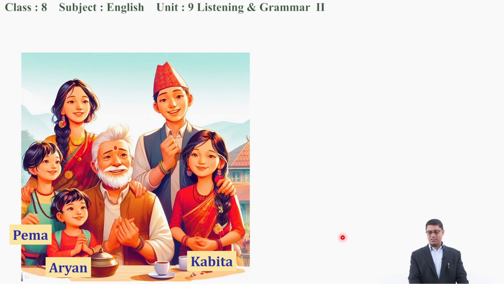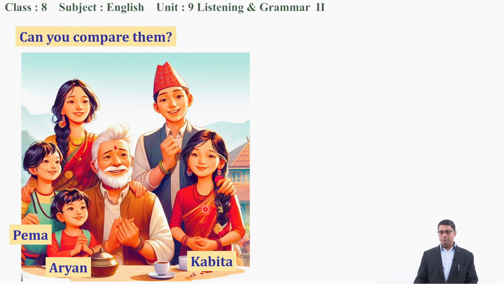Please look at this picture. Here you can see the picture of a family. Do you see there? Okay, look at the picture. You can see grandfather, father, mother, and 3 children, Pema, Aryan, and Kavita. Now, can you compare them?